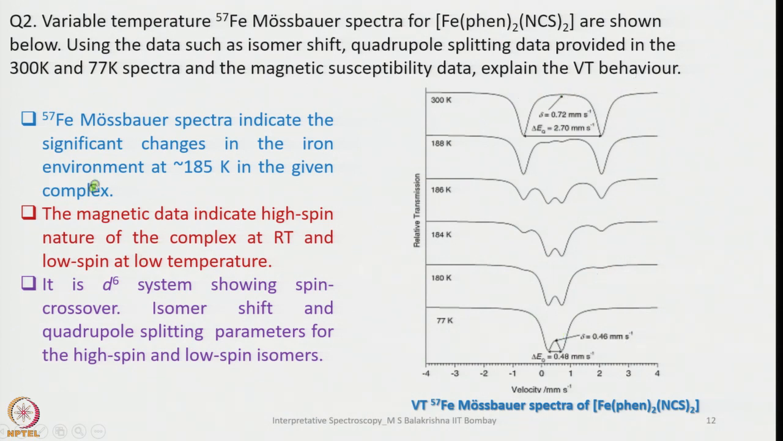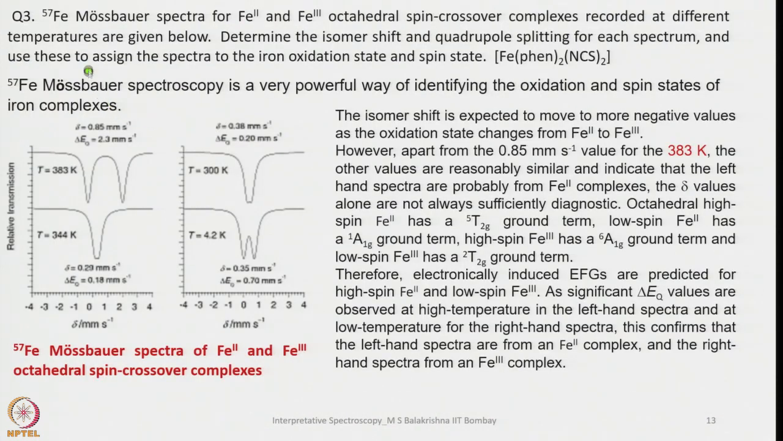That is the question. Now, the 57Fe Mössbauer spectra indicate significant changes in the iron environment at around 185K. You can say here 186, or 180 to 184, it is significantly changing, these are growing here. The magnetic data indicate the high spin nature of the complex at room temperature and low spin at low temperature. So it is a d6 system showing spin crossover, with isomer shift and quadrupole splitting parameters for the high spin and low spin isomers. This is another question now.